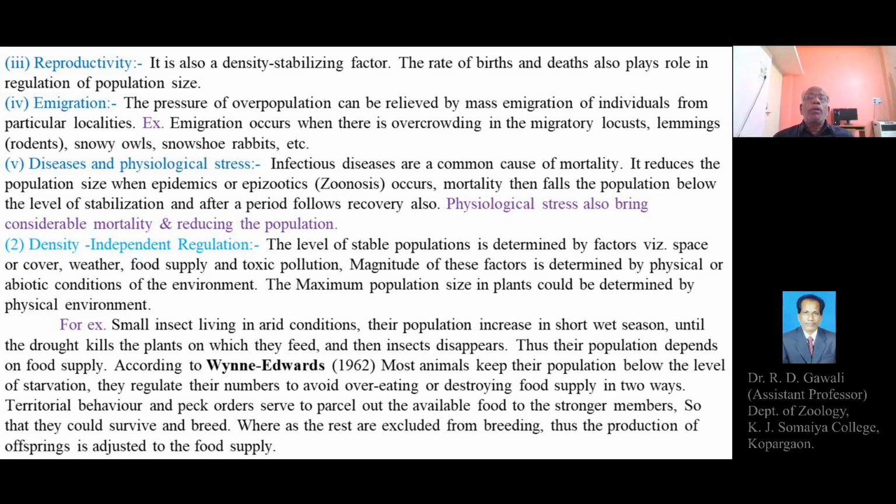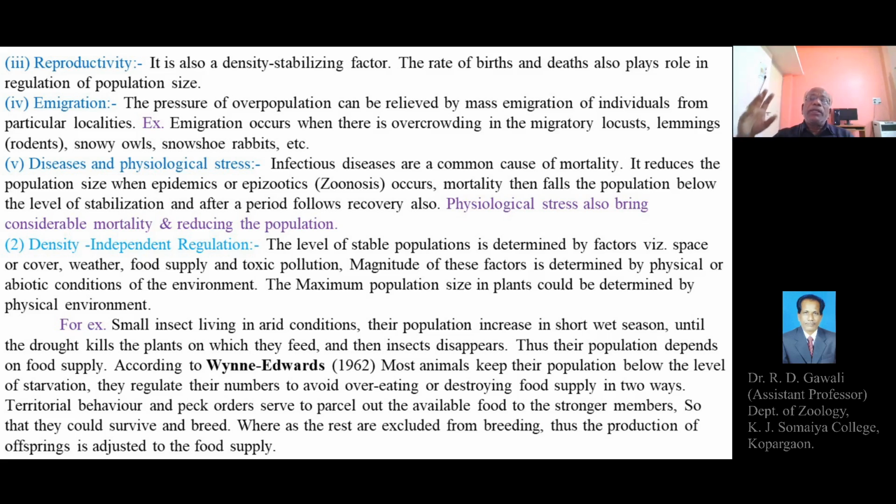The pressure of overpopulation. So emigration, that is the outward movement or the dispersal or the spread of organisms from the respective area, usually occurs due to overpopulation or overcrowding. So the pressure of overpopulation, that is an excessive number of individuals in a population, can be relieved by the mass emigration.